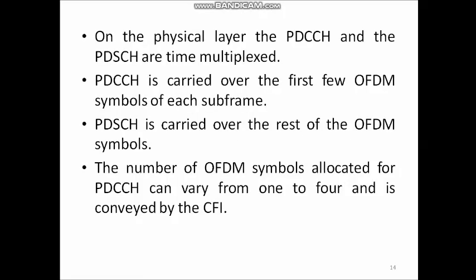On the physical layer, the PDCCH and the PDSCH are time multiplexed. So, the downlink control channel and shared channel are time multiplexed, and PDCCH is carried over the first few OFDM symbols of each subframe, and in the remaining OFDM symbols PDSCH is carried. The number of OFDM symbols allocated for PDCCH can vary from 1 to 4. So, it is not fixed, it varies from 1 to 4, and this information is conveyed by the control format indicator, CFI.